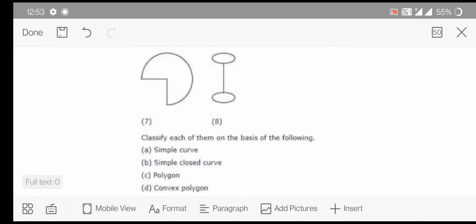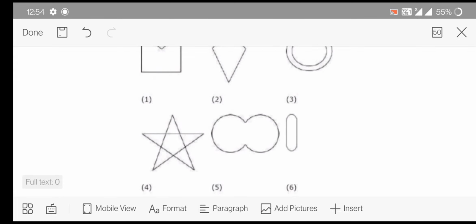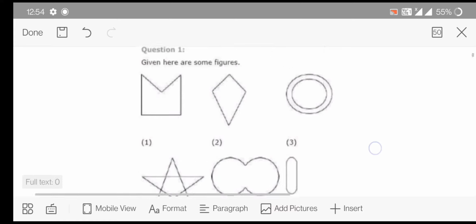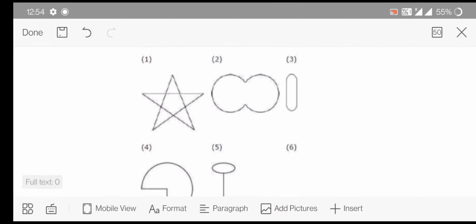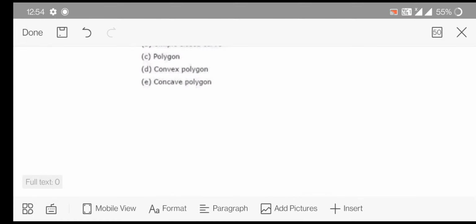Then next is simple closed curve. In that we studied simple closed curve means the figure which will not intersect. Okay, so here which figure is intersecting? One is this, it is intersecting, then this third one. So for this the answer will be 1, 2, 5, 6 and 7.